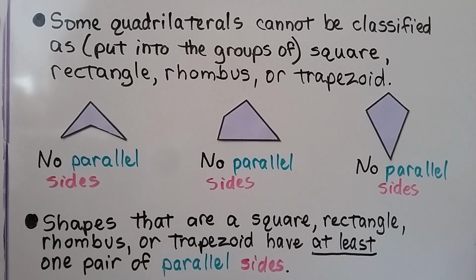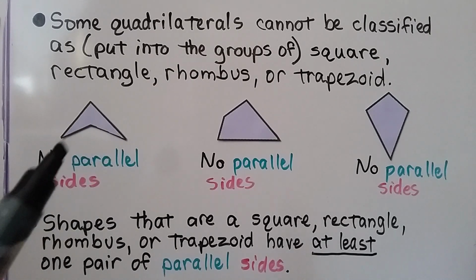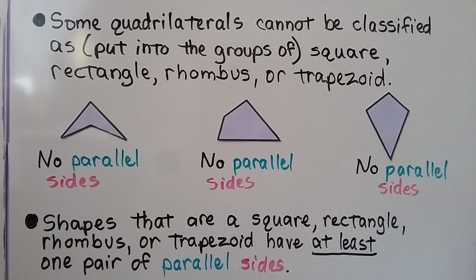Some quadrilaterals cannot be classified, that means put into groups, as square, rectangle, rhombus, or trapezoid. So they are quadrilaterals, but they're not a square, rectangle, rhombus, or trapezoid. Take a look at this. Kind of looks like an arrow pointing, doesn't it? But it doesn't have any parallel sides. So it's not a square, rectangle, rhombus, or trapezoid. And this has no parallel sides, and this has no parallel sides. And they're all quadrilaterals. Shapes that are a square, rectangle, rhombus, or trapezoid have at least 1 pair of parallel sides.